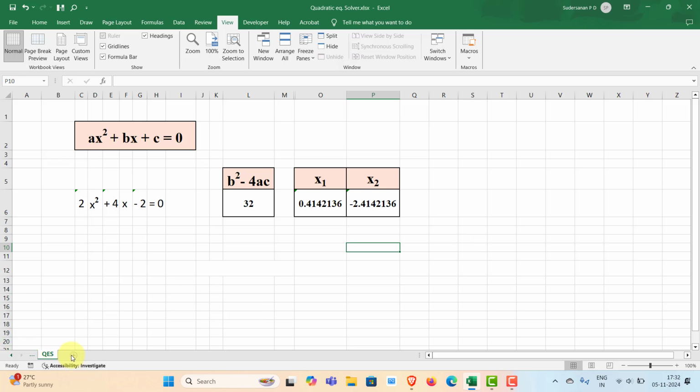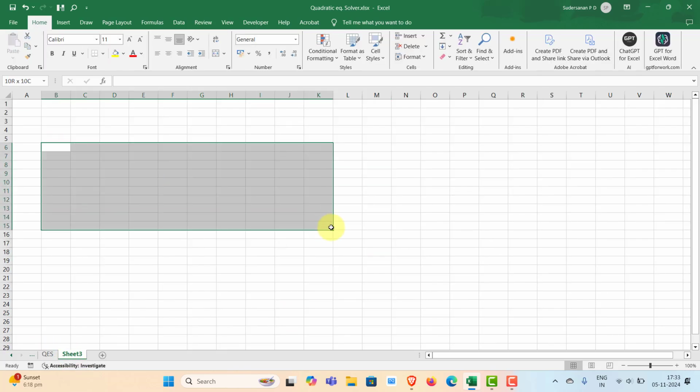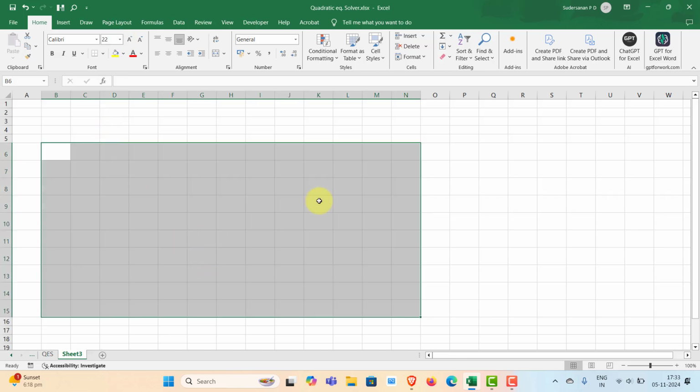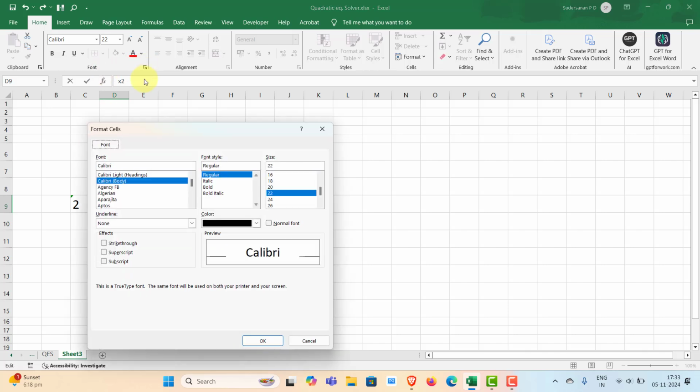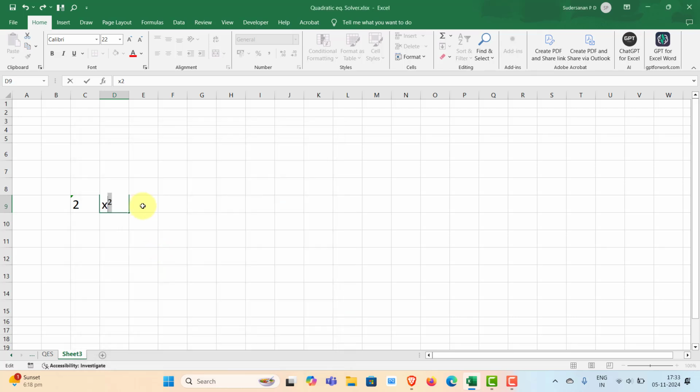I'll create a new page and then I'll format these cells with size 22, so I'll get a bigger font when I type. So I'll type the equation. I'll use a single quote here to enable typing the sign also for the value. 2x², where x square I have to make superscript. So I can convert that into superscript.